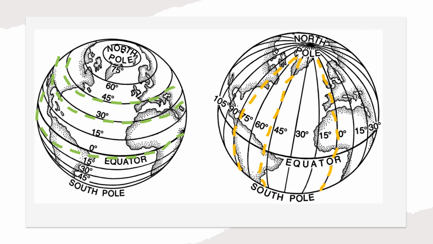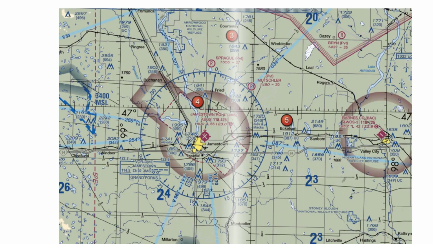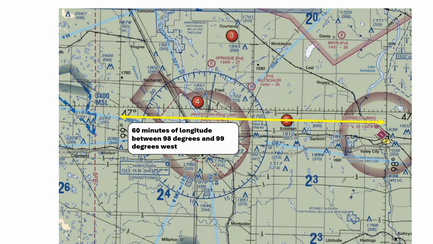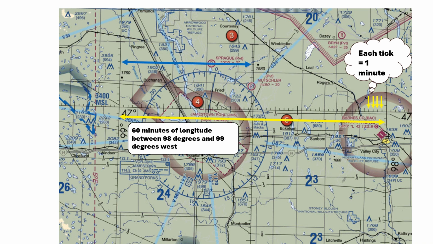There are 60 minutes between each degree of longitude and latitude as shown by the yellow arrow showing the distance between 98 degrees and 99 degrees west longitude. Therefore, each tick mark represents 1 minute of longitude and latitude. Since there are 30 tick marks in each box on a VFR sectional chart, then there is 30 minutes between each line as illustrated.